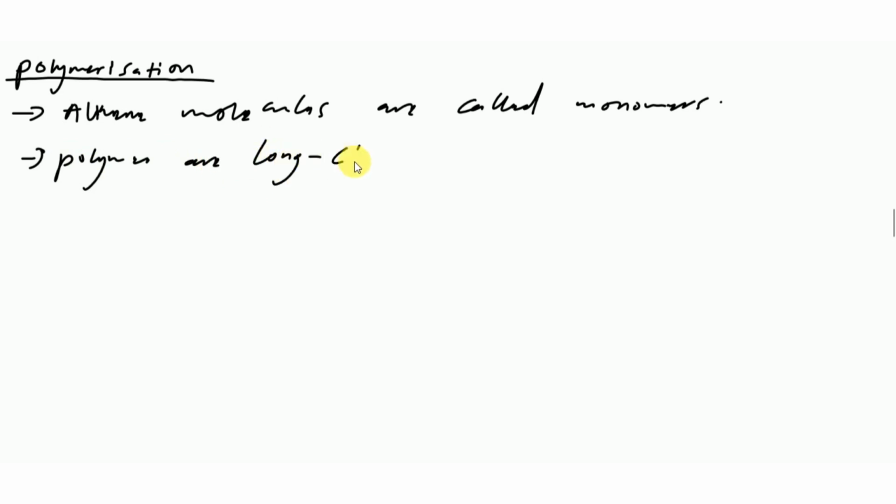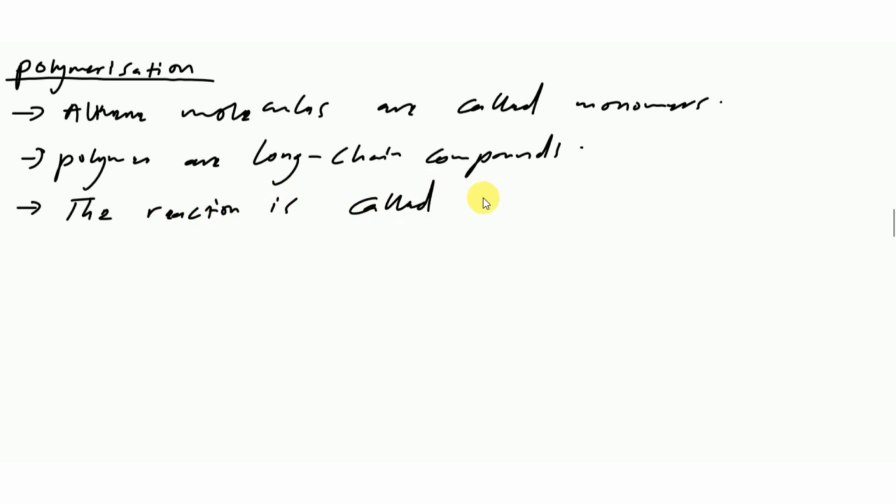So these are long chain compounds that are formed. And the reaction is referred to as polymerization. So this reaction that helps to join the monomers to form the polymers is referred to as polymerization.